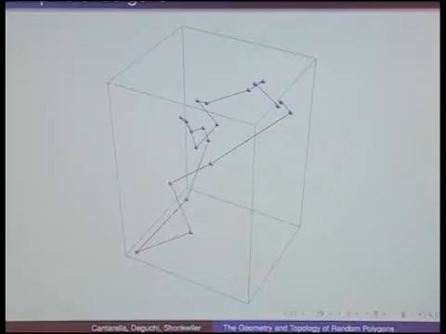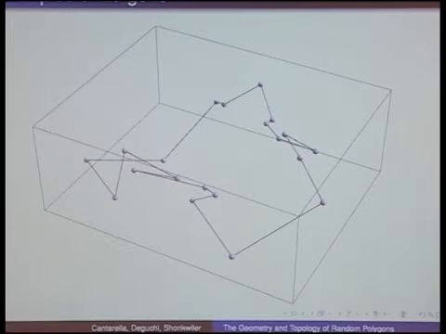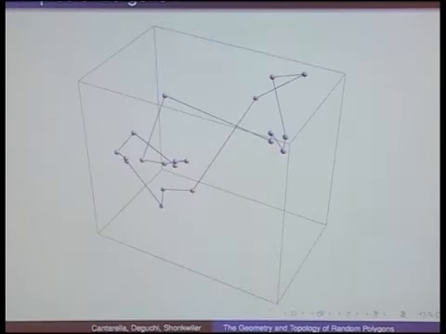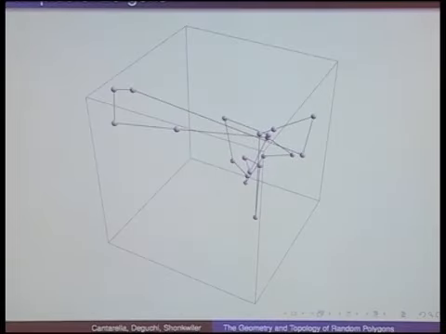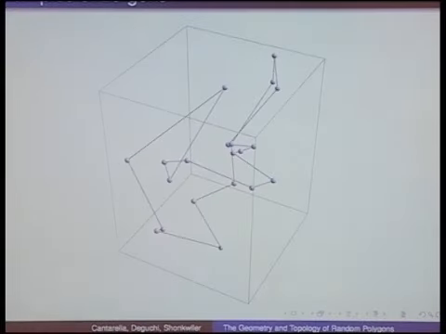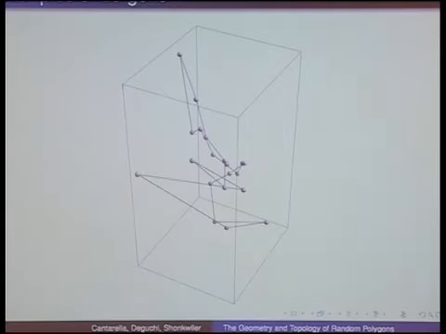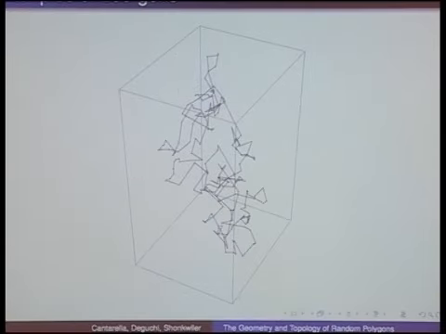So here are some pictures. These are random 20-gons. These are random 200-gons.